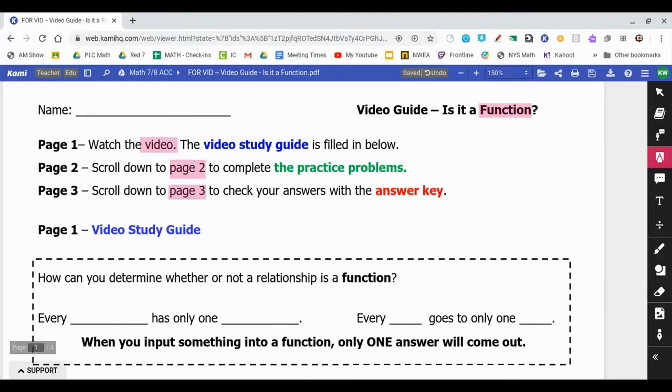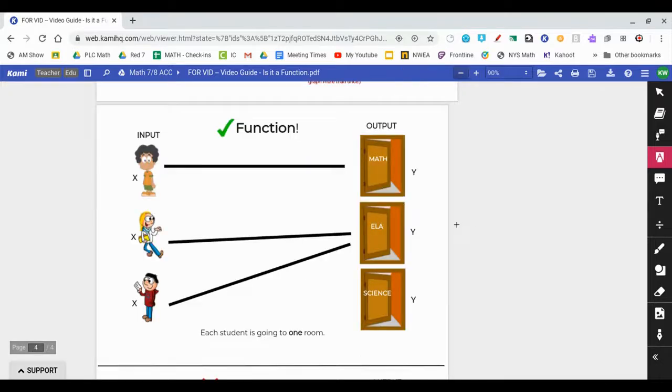Before we start filling out the notes, I just want to front load you with a little bit of information about functions. Take a look at these 3 students. Student number 1 has first period math. Student number 2 has first period ELA. And student number 3 also has first period ELA, so they're in class together. This diagram would be considered a function because each student is only going to one room.